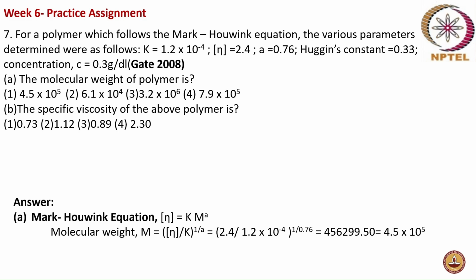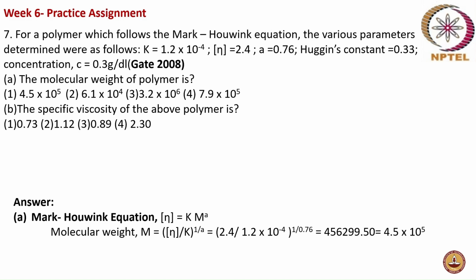By correlation, you can get that for an ideal solvent, A will be around 0.5, and for a good solvent, A will be around 0.8. Here A is 0.76, which is very close to 0.8. That means it is a good solvent. Yeah, this is discussed in that lecture.